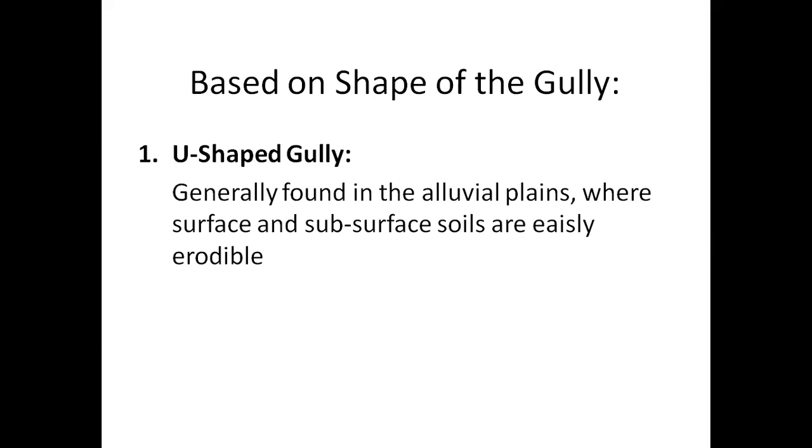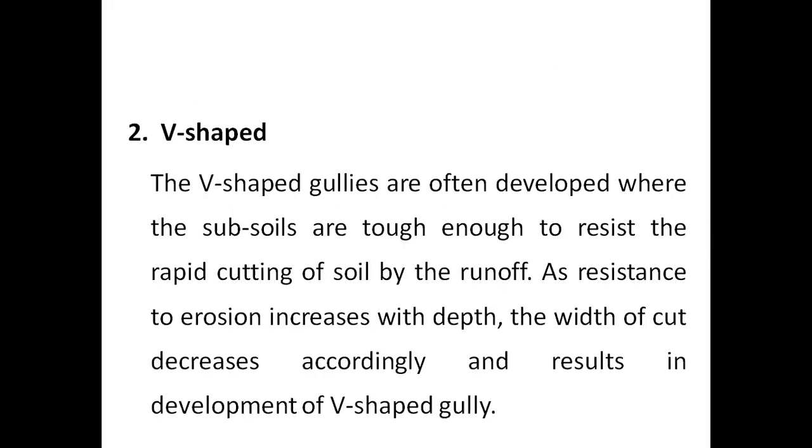Now, according to shape, the second class of gully is the V-shaped gullies. Whenever the flow of concentrated runoff is over more resistant strata, the cross-section of the gully develops in the V shape. The cross-section of the runoff flow develops the gully in the V shape, and that is why the gullies are called V-shaped gullies.